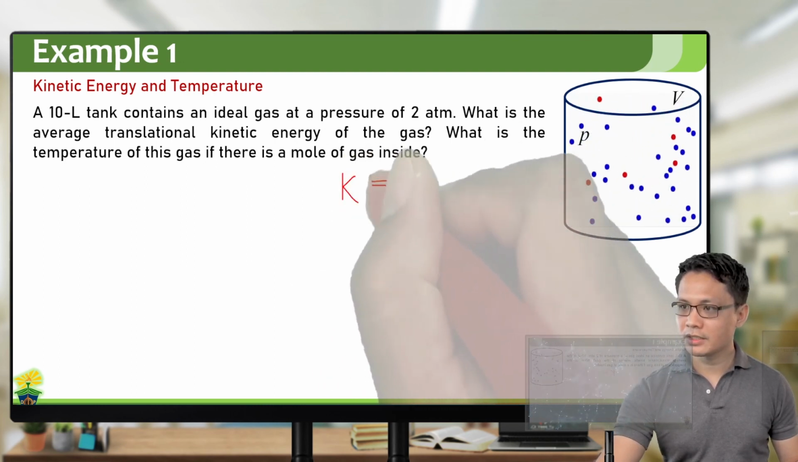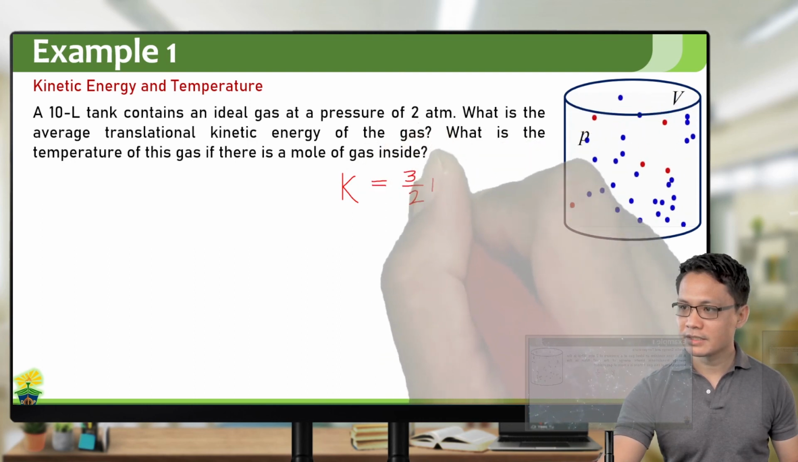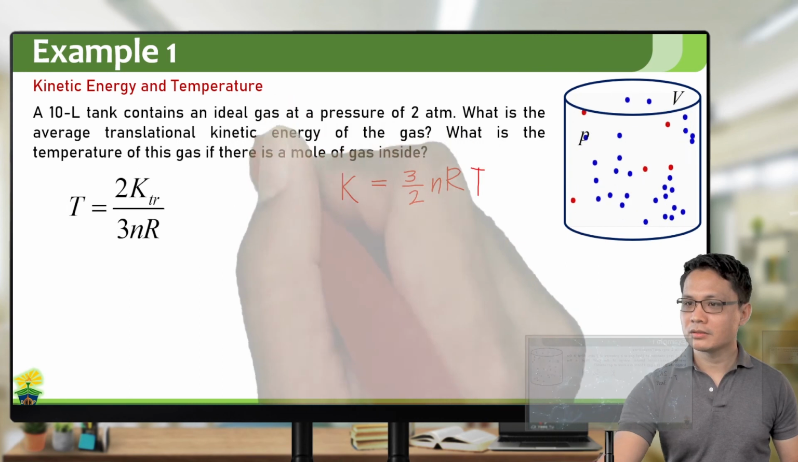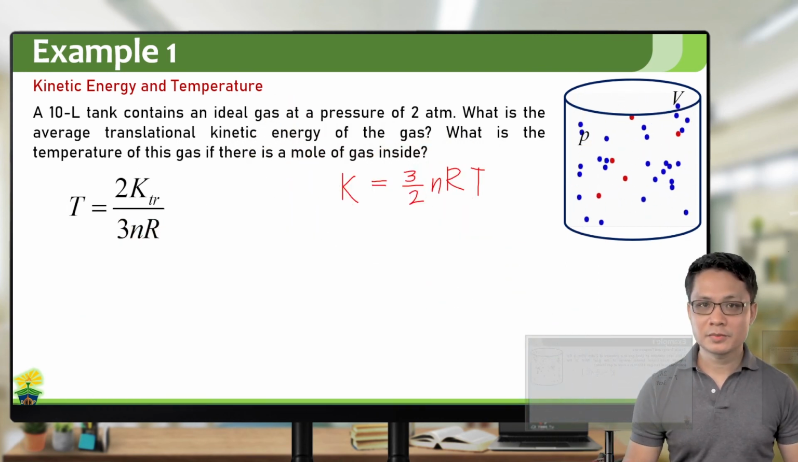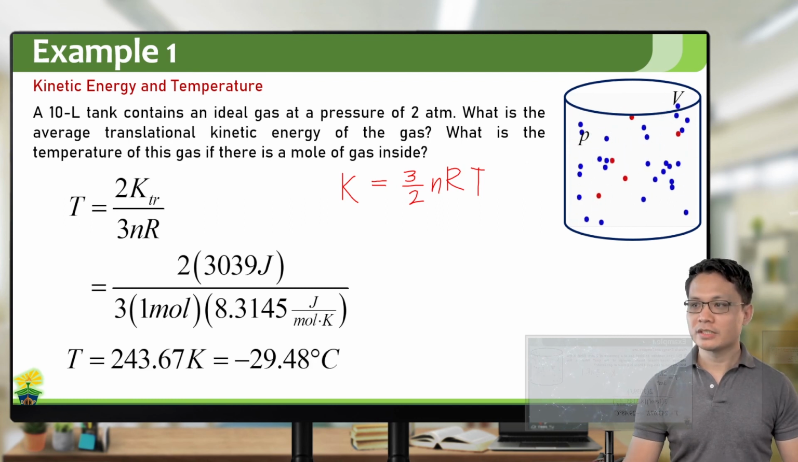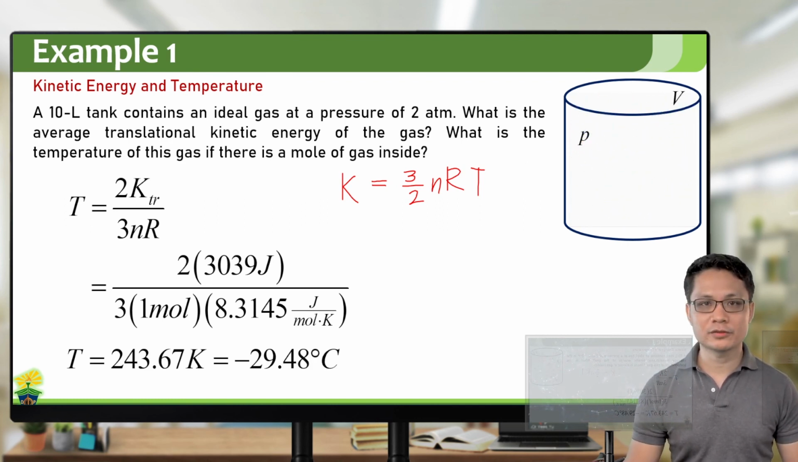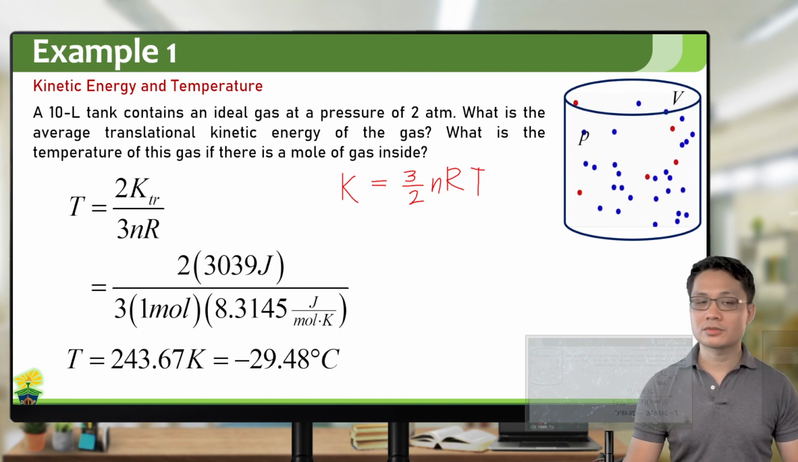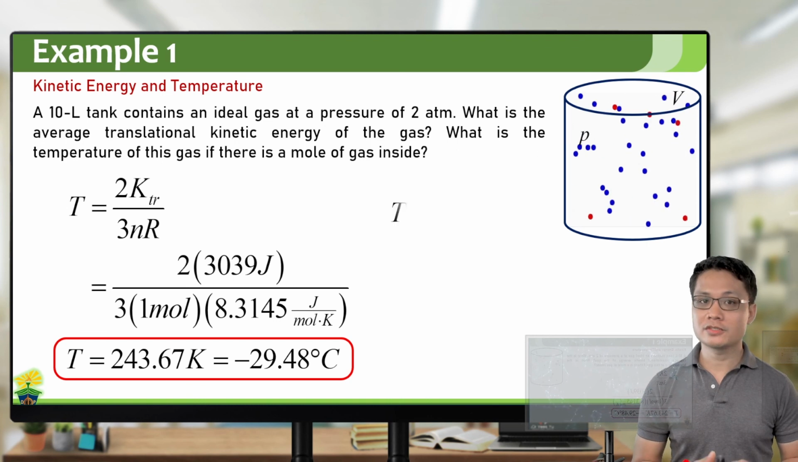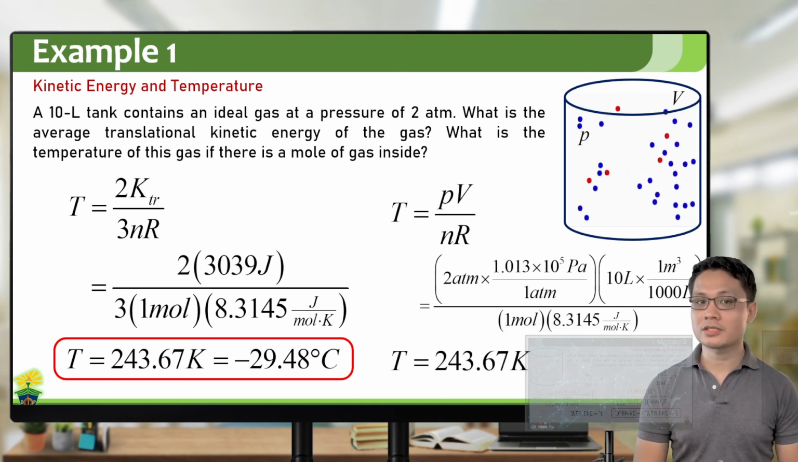And from our kinetic energy theory, we have 3/2 nRT. Then we have this expression for T. Then we can solve for the temperature of the gas. That is negative 29.48 degrees Celsius. Alternatively, we can also solve for the temperature using this formula, and the result would just be the same.